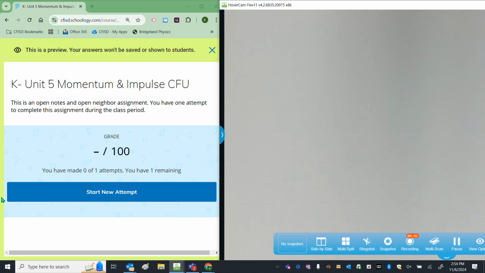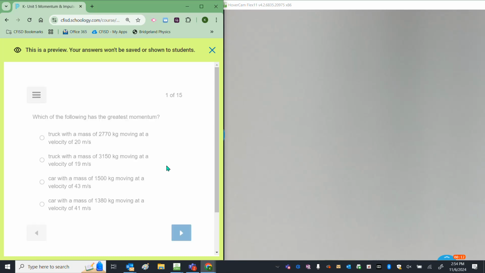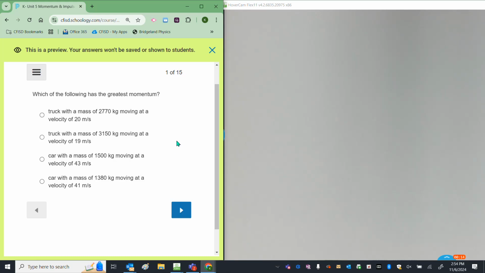All right, so this is the Unit 5 Momentum and Impulse CFU from class today that I'm just going to click through, and we can answer whatever questions you guys have on it. If we get to one we've got, we can just speed through it. This is number 1 on my version, and it says, which of the following has the greatest momentum?